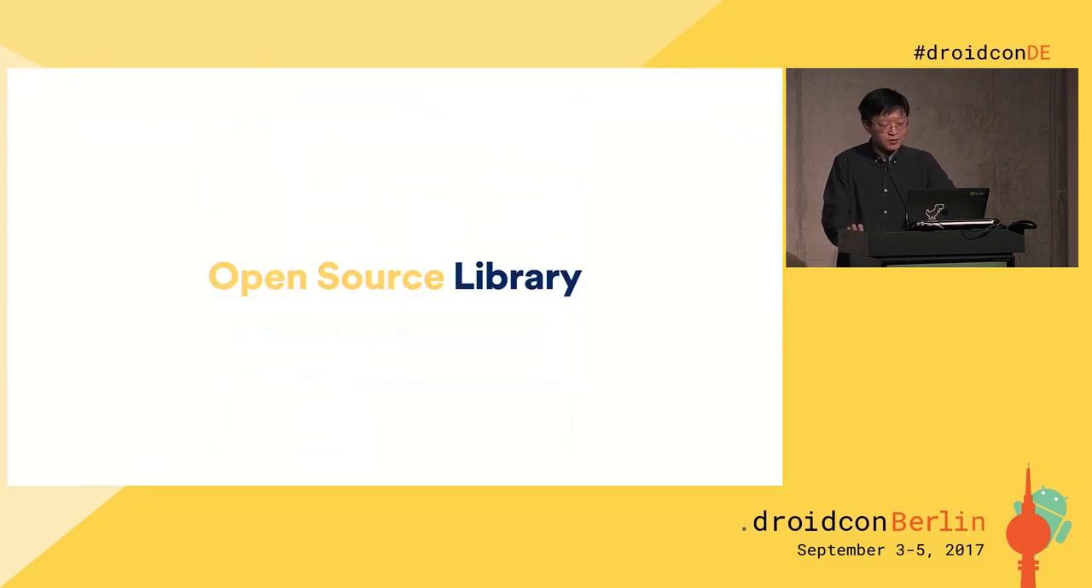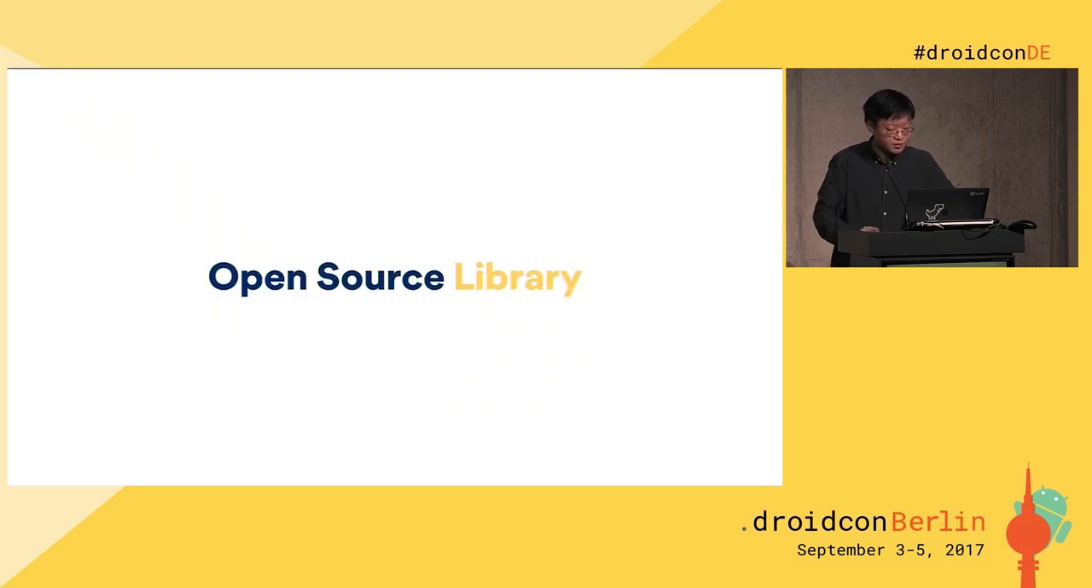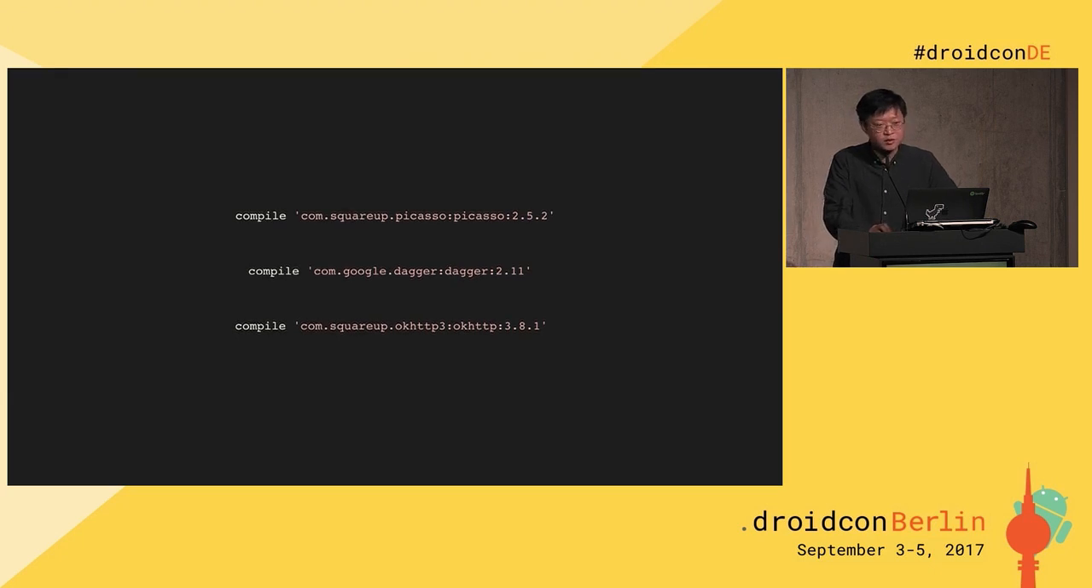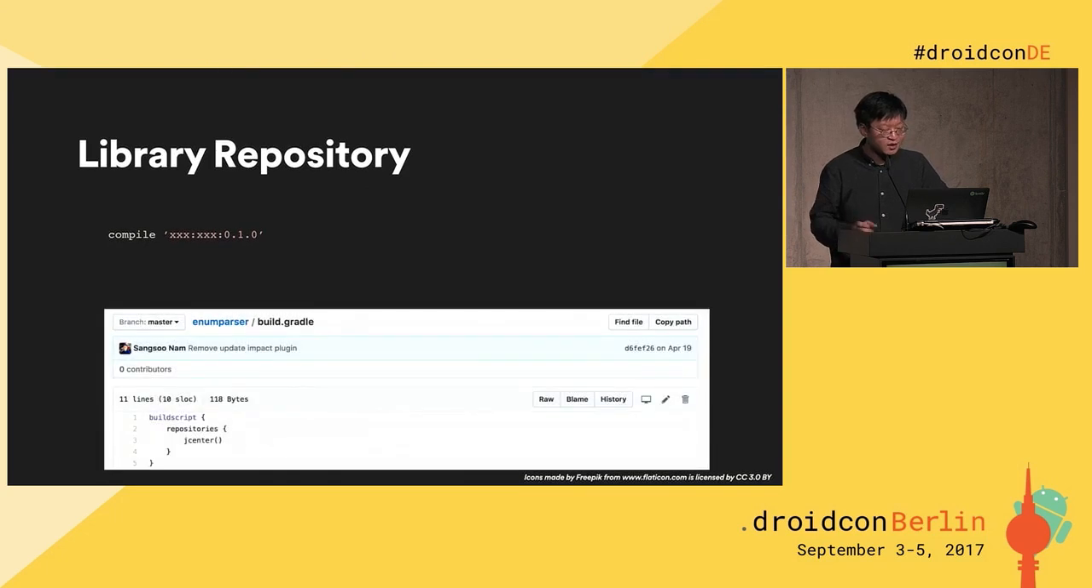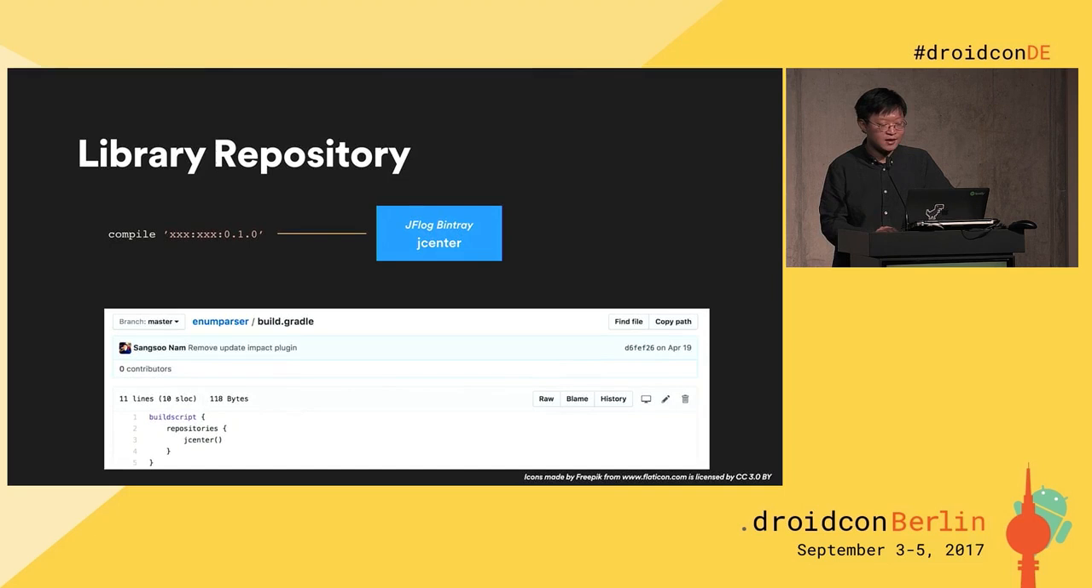I've talked only about the open source parts, but let's now talk about the open source library part. The goal is to make your library usable with this kind of one line. To do that, we need to understand what happens when you add it. You can check the Gradle file, and there is JCenter. So when you add that line, it checks JCenter to get that library.